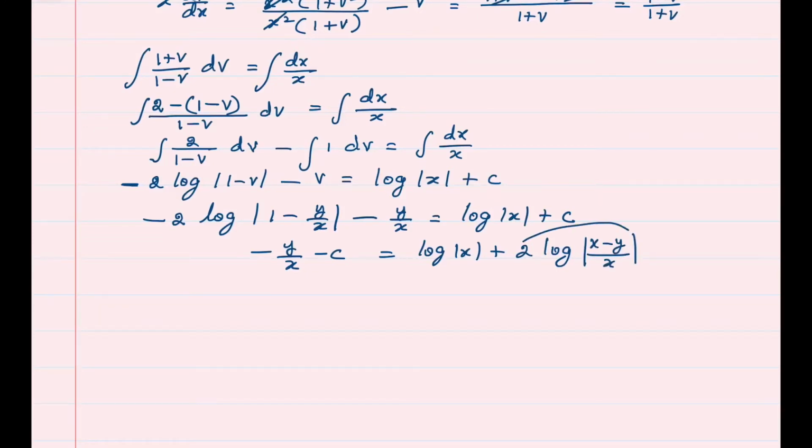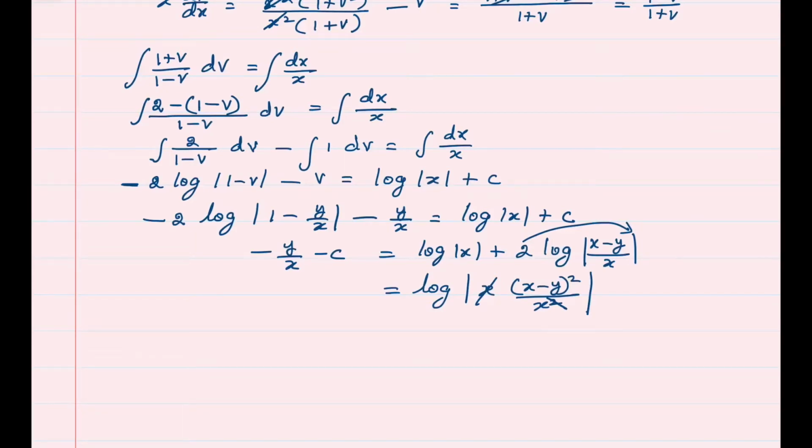We will take this 2 as the power and combine these two terms. Log a plus log b is log a into b. Log of absolute value of x times (x minus y) the whole square divided by x square. This can be given as the answer. In the textbook, the answer is given by removing the logarithmic function.